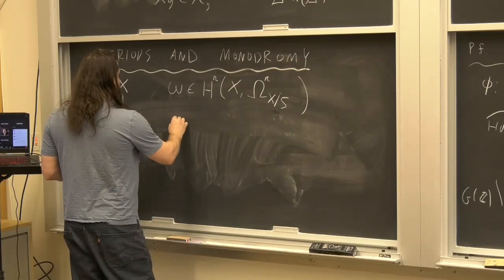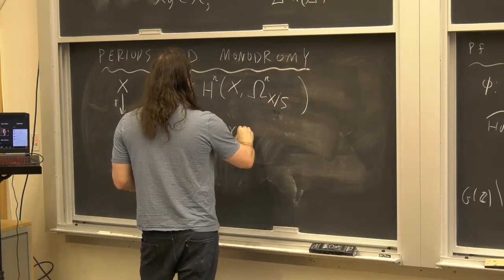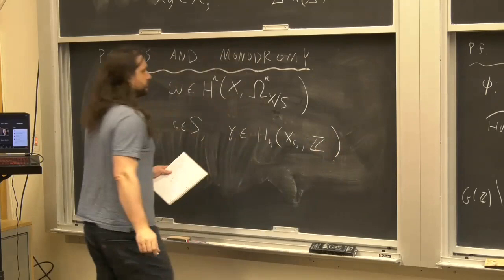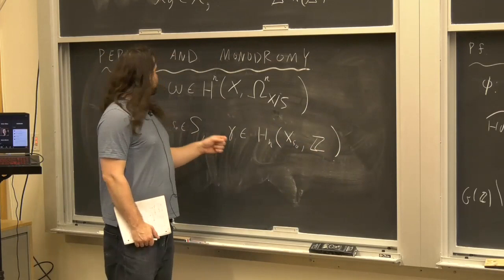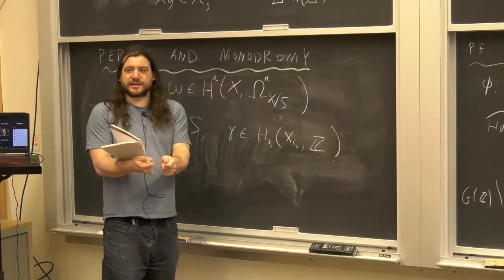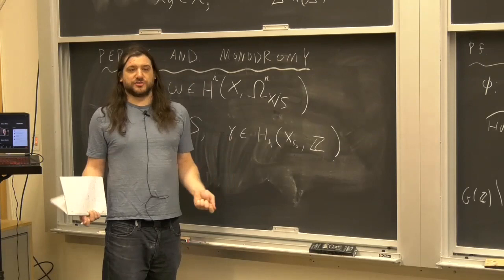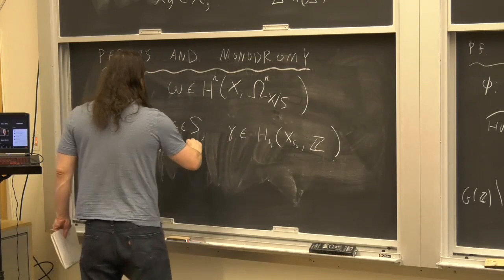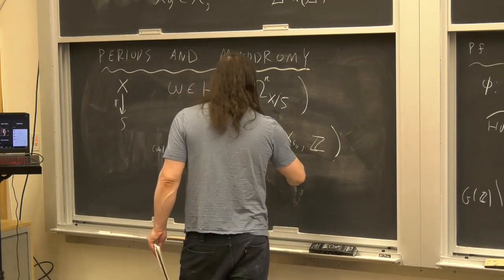Okay, and now let me look at a point, s-naught in S, to base myself around, and an N-cycle in the homology. Then given this N-cycle, because my family is smooth, it's locally trivial, so I can take the cycle and continue it to a cycle on all the other fibers, the only issue being monodromy. So now if I study the integral, let me say it this way, I can continue omega to omega s for little s in S, up to monodromy.